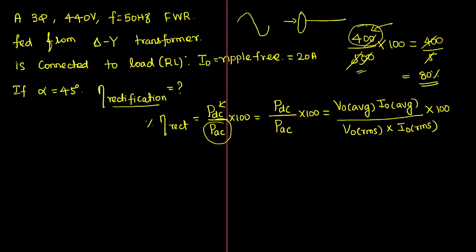Given it is a 3-phase full rectifier, and they have said RL load. Every data is given. Now it's time to write down and calculate the value of V naught average, I naught average, everything. You can do it by yourself.